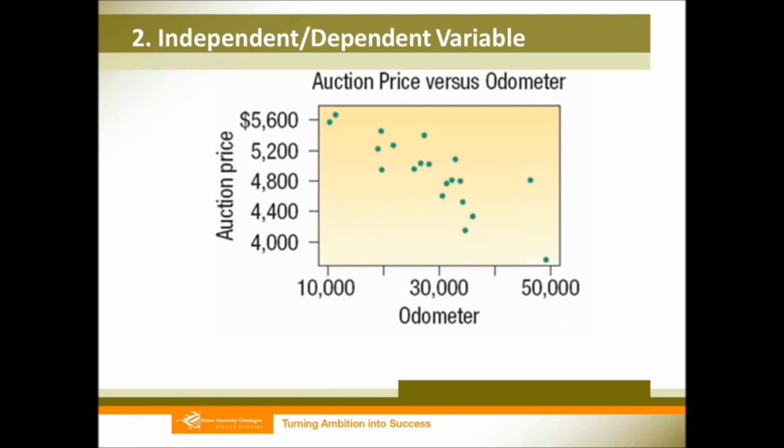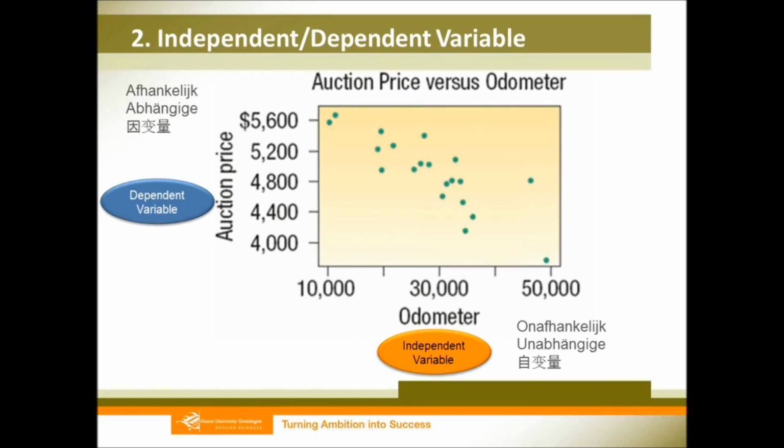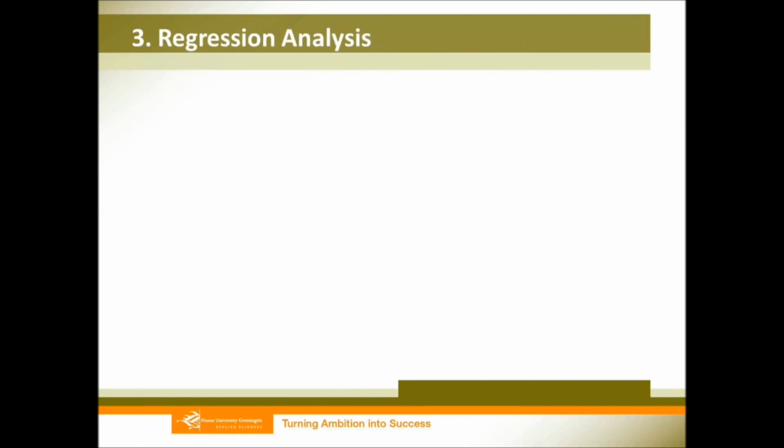And let's look at this one. Now it is easy to discern that the odometer is our independent variable and the auction price is our dependent variable. And there is a negative correlation between our independent and dependent variable in this case. All regression analysis is based on the correlation between independent and dependent variables.